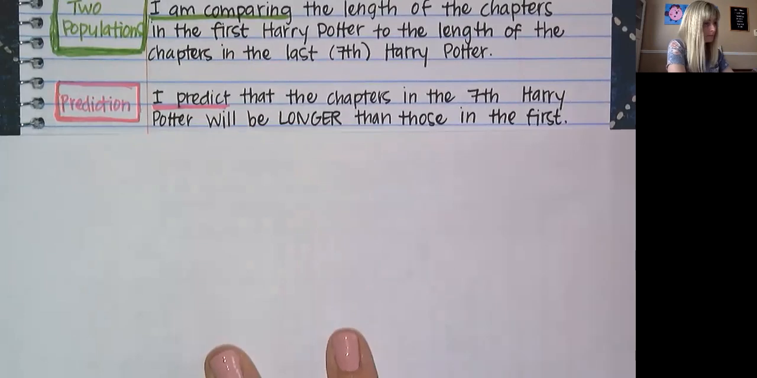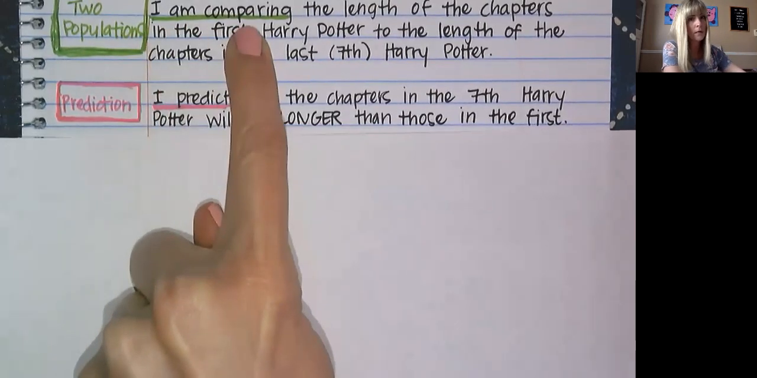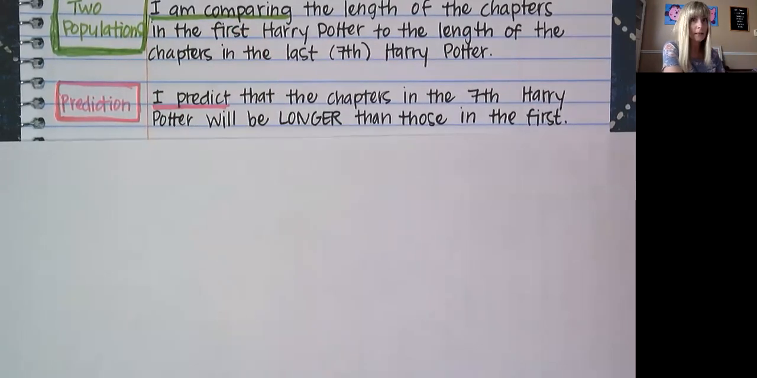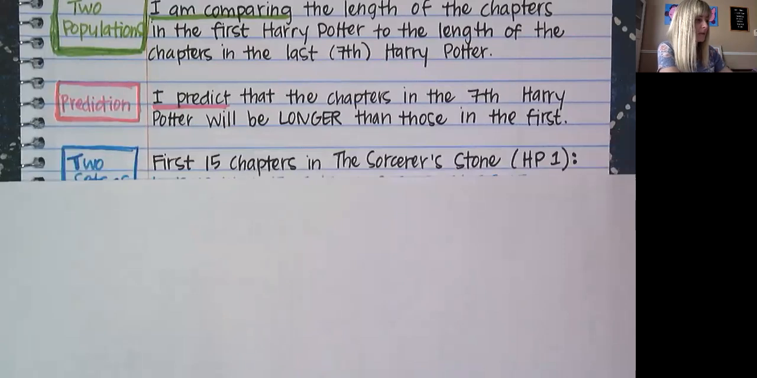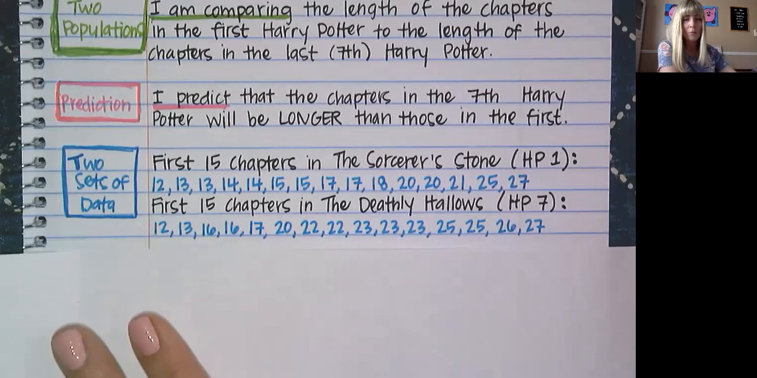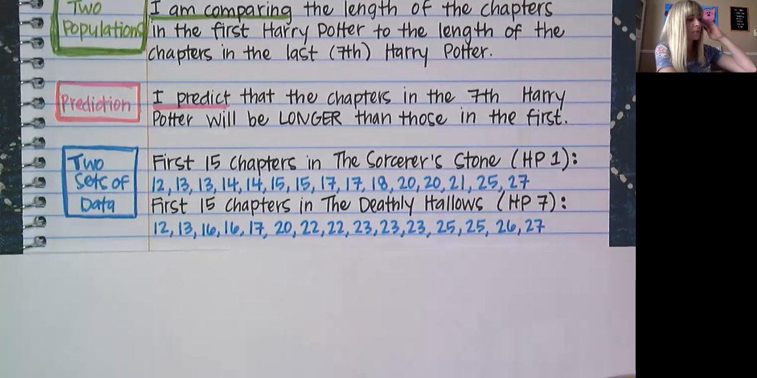Step number 3, after you've picked your two populations and wrote your sentence, I am comparing, after you've made a prediction, now you're ready to gather data. And I did that, and you're gonna write this down with me. So step number 3 is 2 sets of data. You might need to pause the video here to get this all written down. I just focused on, because I'm gonna ask you to get at least 15 pieces of data. Exactly 15 is good. You can get more than that if you want, but please don't get less than that.